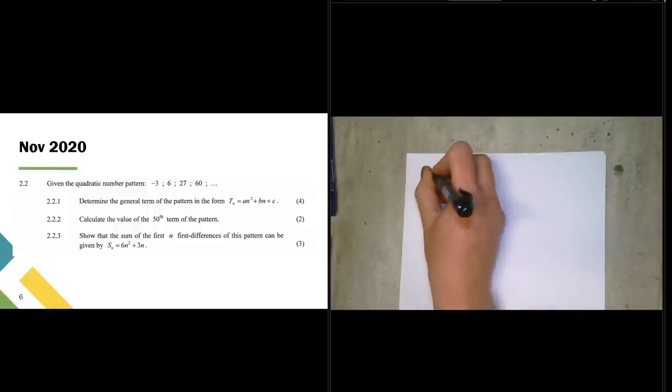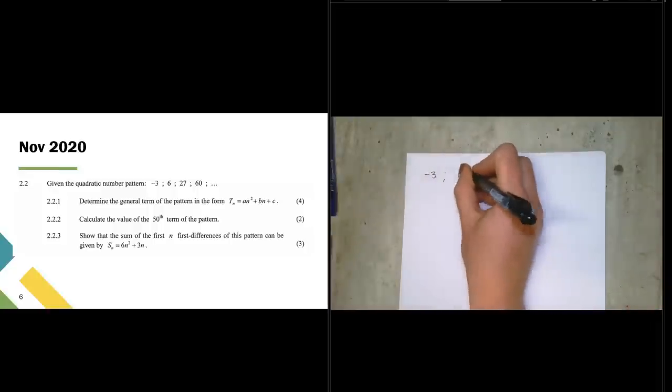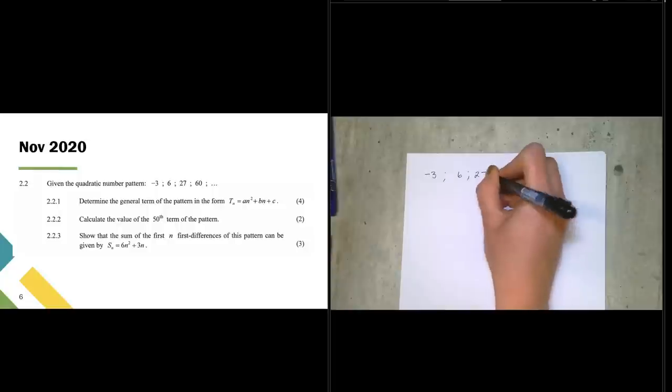They said it's a quadratic number pattern, and they gave me negative 3, 6, 27, and 60. The first question: determine the general term of this number pattern in the form tn equals an squared plus bn plus c. Okay, we know it's quadratic. We know we're going to have to get a second difference.